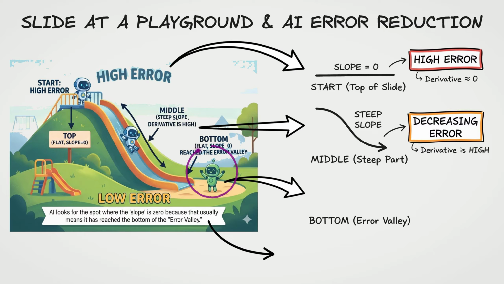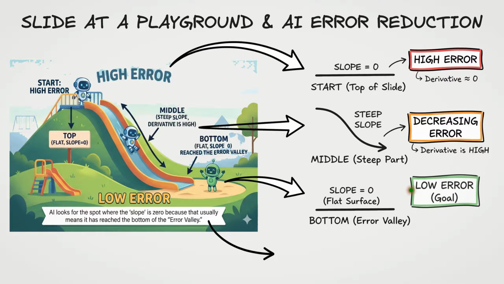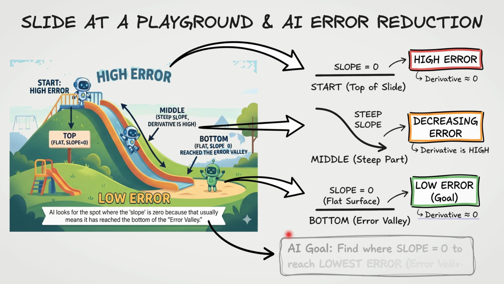Finally, the robot reaches the bottom. Look at the robot safely landing in the sand. The ground here flattens out again, meaning our slope naturally returns to zero. We call this flat area the error valley. This is exactly where we want our AI to end up, because it represents the state of lowest possible error. Just like at the top, since the surface is flat, the derivative is once again essentially zero.